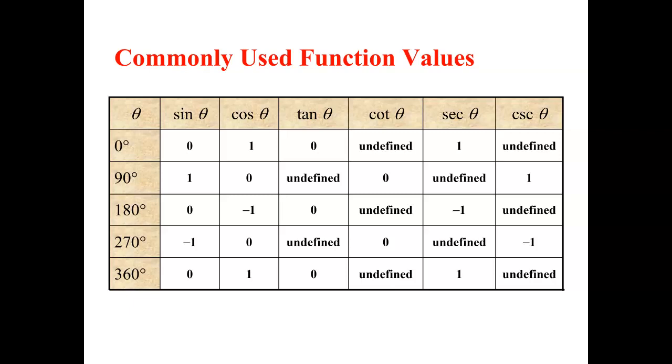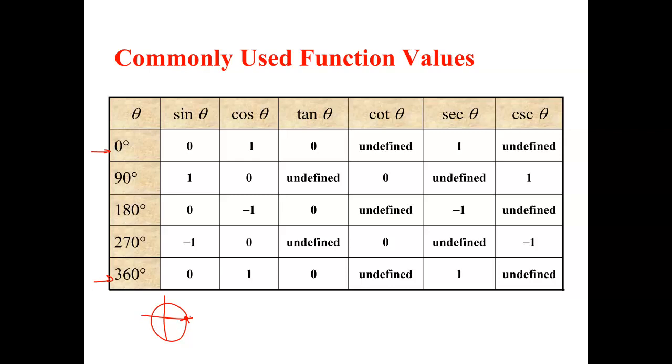Okay? Notice how for 0 degrees and 360 degrees, those rows are the same. Why? Yeah, they're coterminal. They're in the same place. If I've got my coordinate grid and I start at 0 degrees, no rotation, and go around to 360, well, now I'm in the same place. So all the trig values are going to be the same.